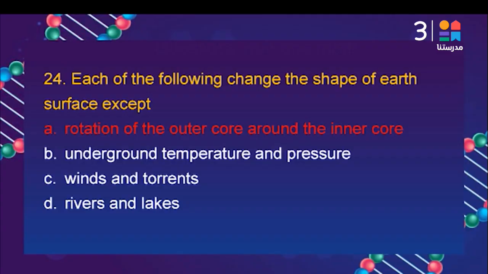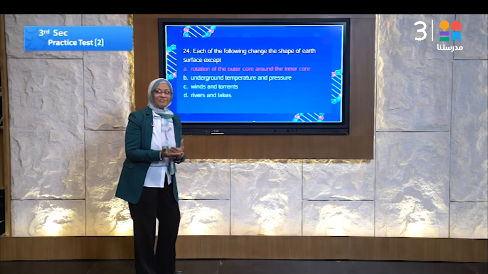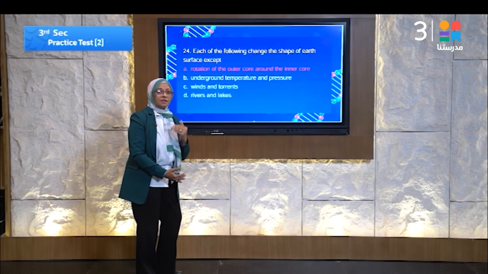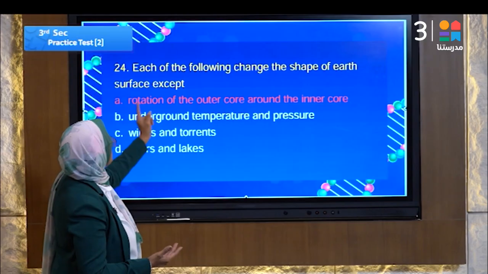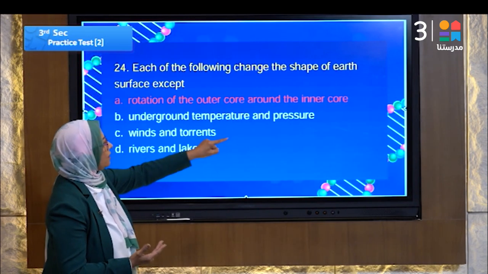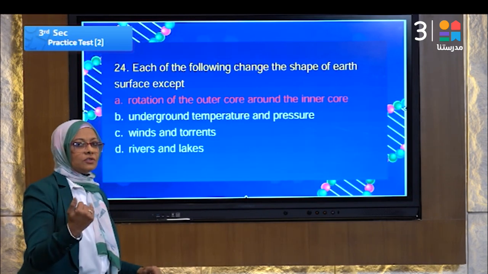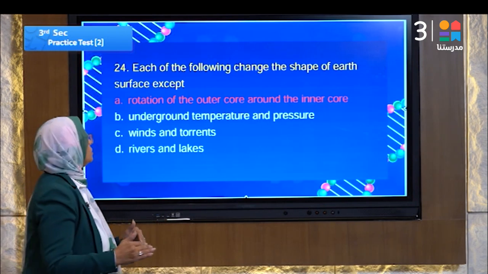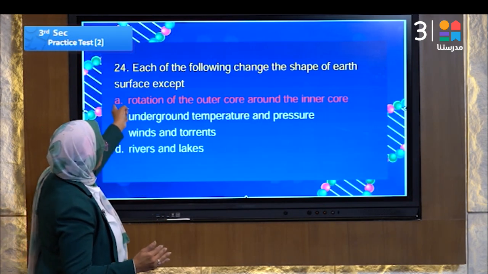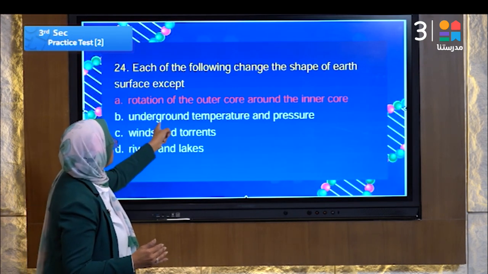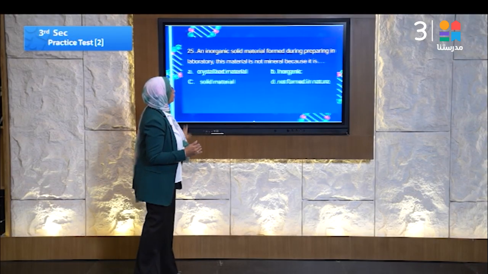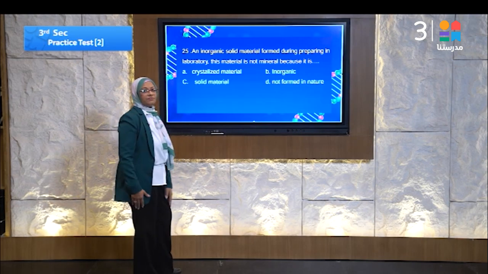I will choose A: rotation of the outer core around the inner core. Why? It does not affect the Earth's surface. It affects the layers under the crust. Yes, the answer is the rotation of the outer core around the inner core. They are two layers under the Earth's crust, not at the Earth's surface. Each of the following changes the shape of the Earth's surface except the rotation of the outer core around the inner core. Let's go to 25.